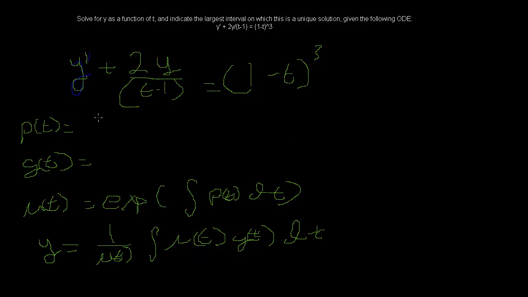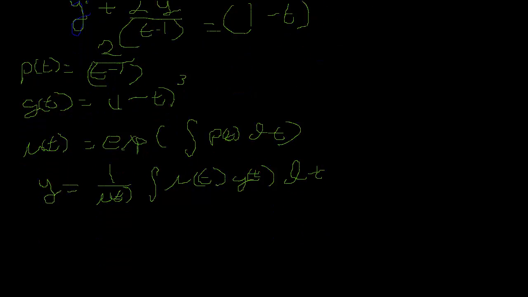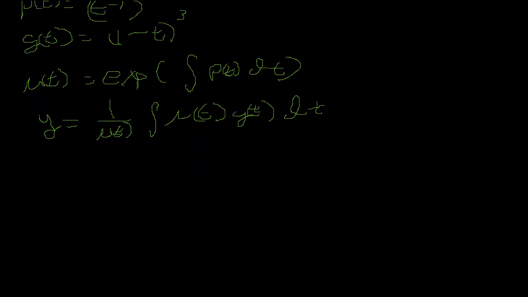So, in this problem, g of t is (1 minus t) cubed, and our p of t is 2 over t minus 1. We just take everything out that's not y, right? And what's left is our p of t. Now we move on to calculating mu.